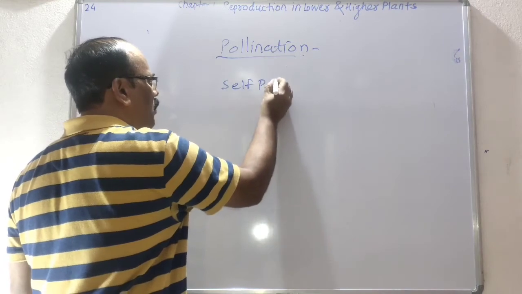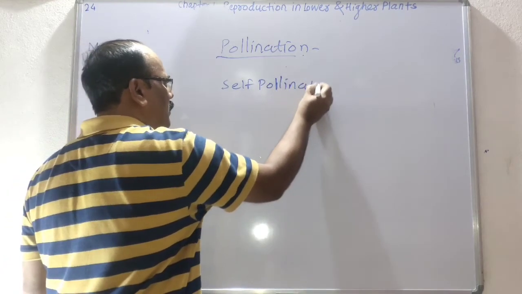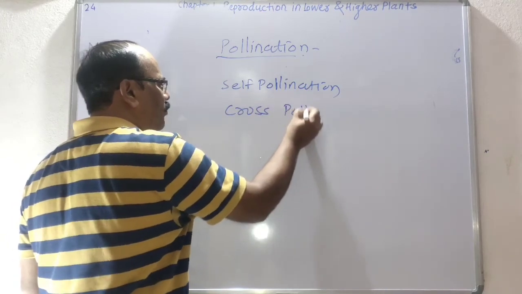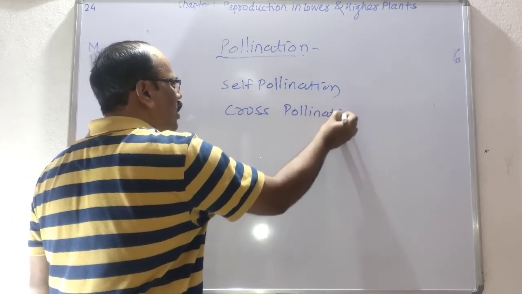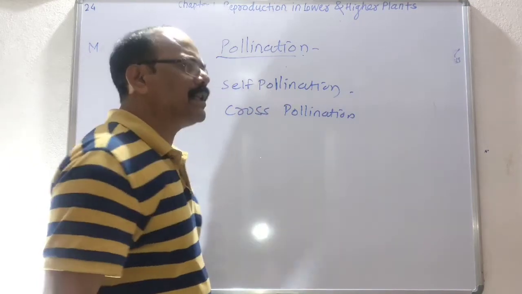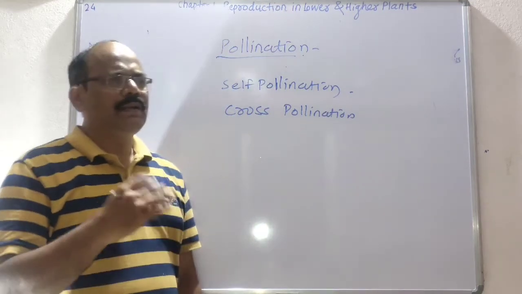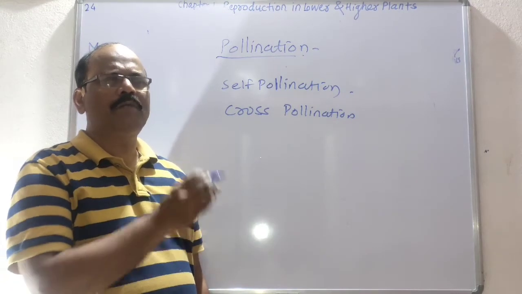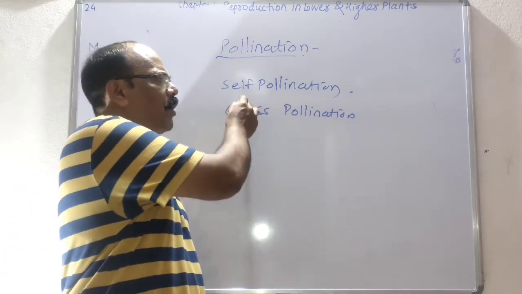Self-pollination and cross-pollination. Self-pollination means the process in which transfer of pollen grain from anther to the stigma of the same flower takes place.